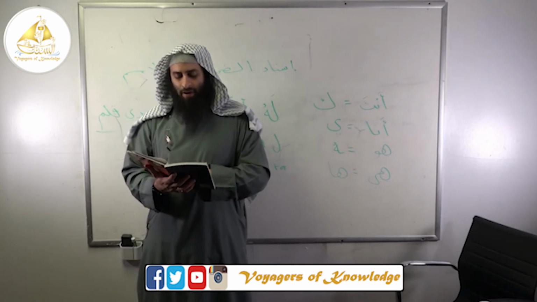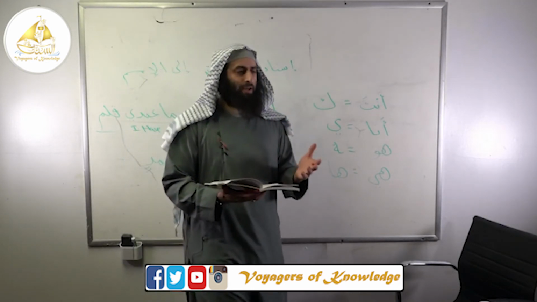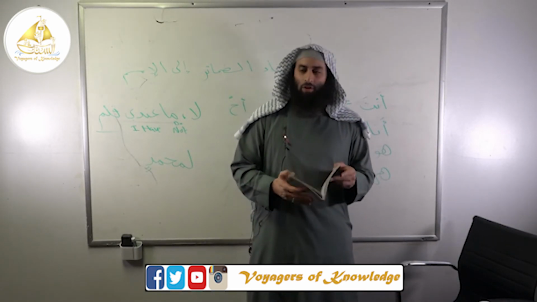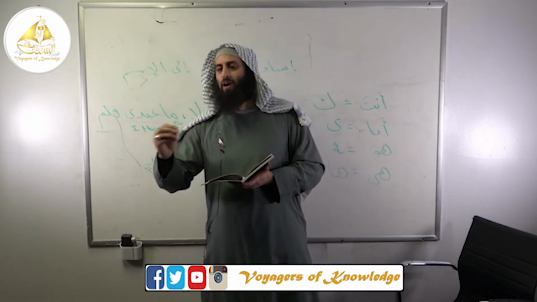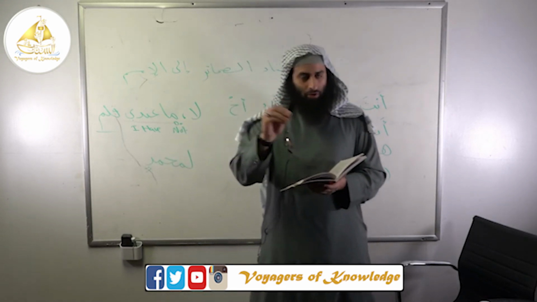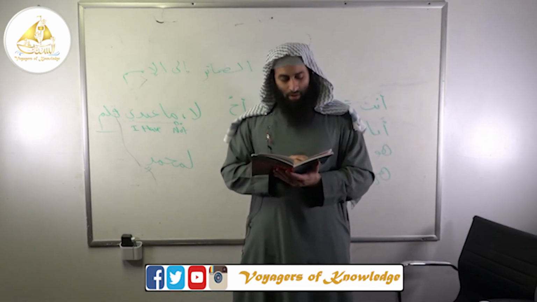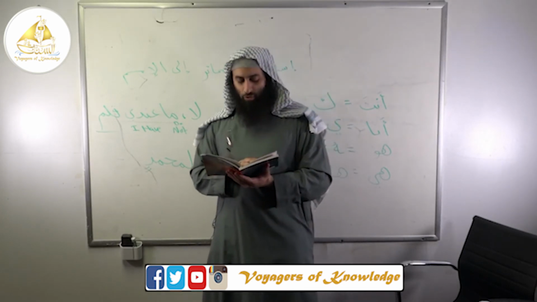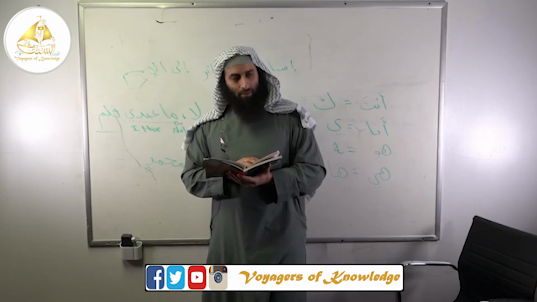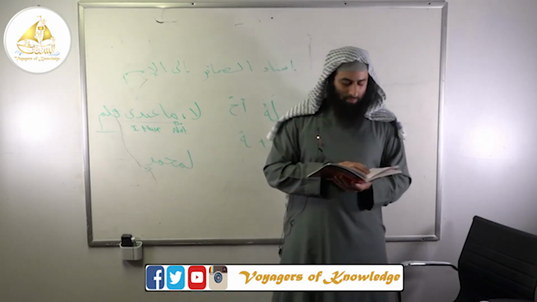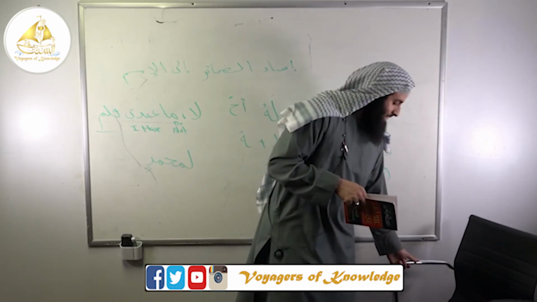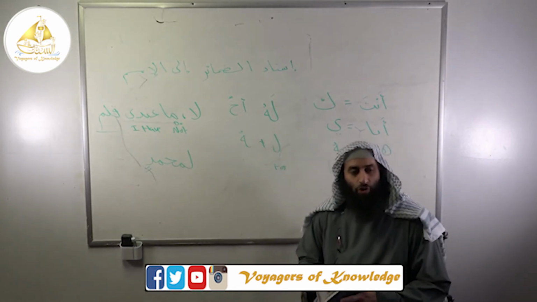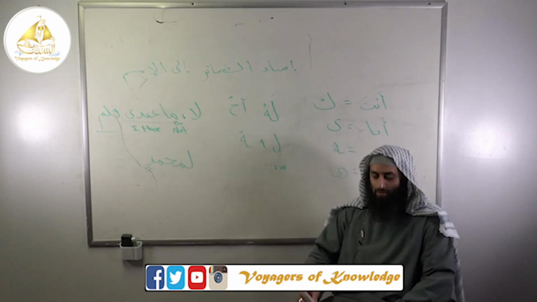Number 4. Man ma'aka ya Aliyu? What do we learn about ma'aka? You can also use it like inda. Who's with you? You can use it like inda: indaka, indi, ma'ahu, ma'i. Meaning it will accept the dhamir. My classmate. It says ma'i zamili, with me is my classmate. Aminatu ma'aha zawjuha. Aminatu with her is her husband. Ma'aha, with her, zawjuha, her husband.